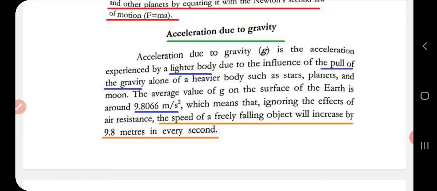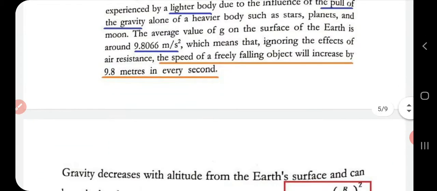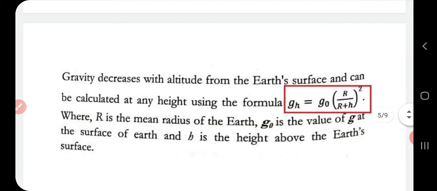This means that the speed of a freely falling object increases by 9.8 meters in every second. So study those underlined sentences. Okay. Now the gravity decreases with altitude from the Earth's surface according to the formula. So this is given here.